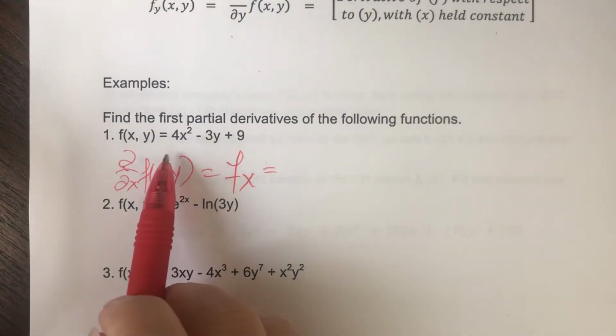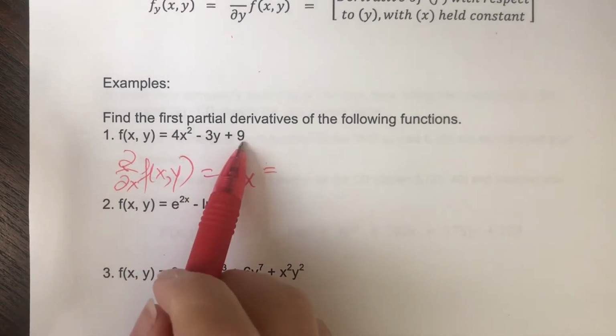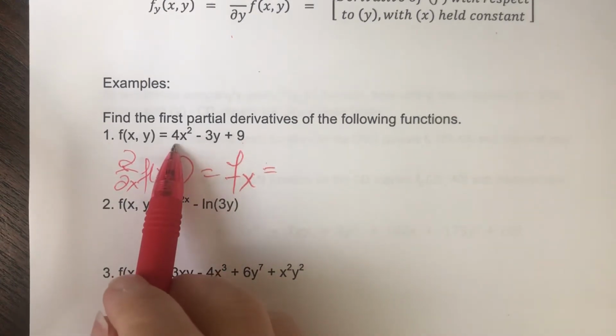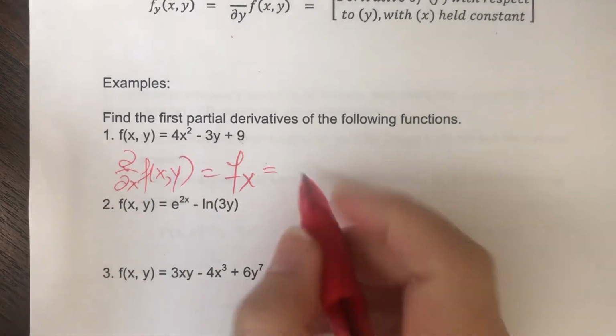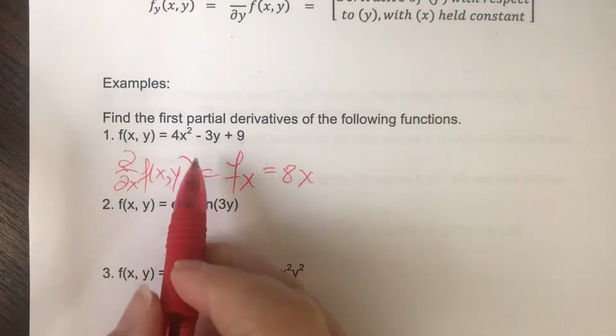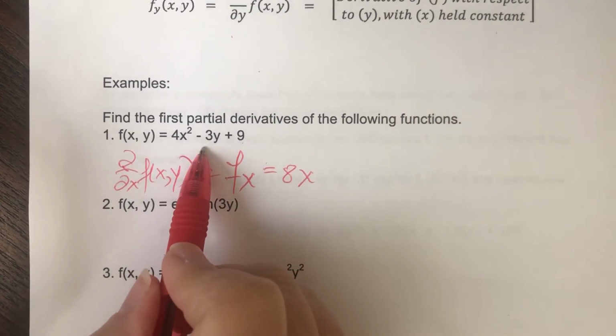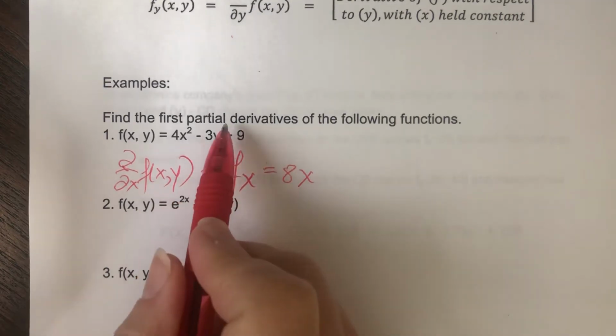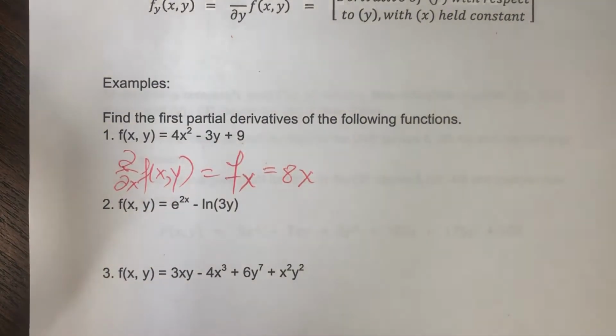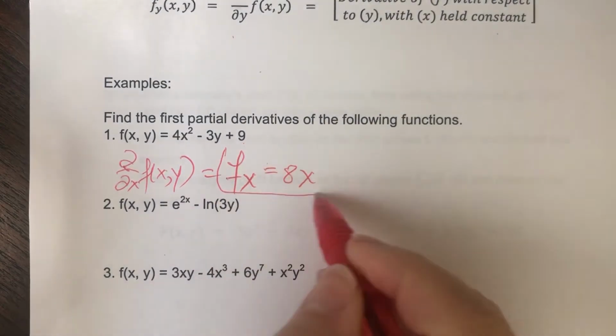So what is the derivative with respect to x? Well, again, remember, y is a constant. It acts just like the number 9, but x is your variable. So the derivative of 4x squared is 8x. This is a constant, right? There's no x in it. So this is going to go to 0, and this is going to go to 0. And that's it. That's your answer.